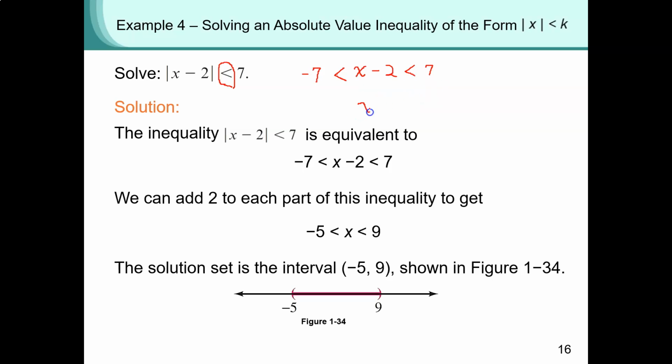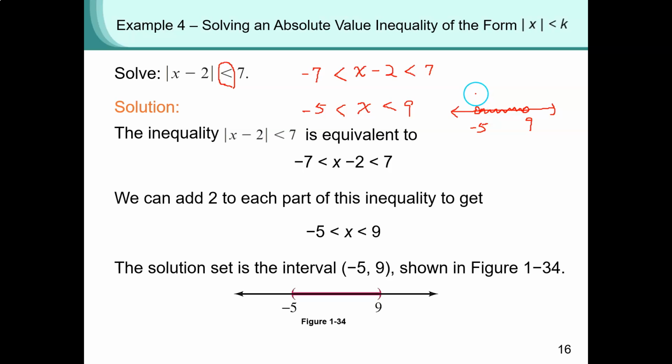Now from here we solve for x. x will be between negative 5 and 9. So when I draw the number line, since negative 5 and 9 have no equal sign, it's open. This is 9, this is negative 5. So all the numbers between these 2 points will satisfy the solution set of x.